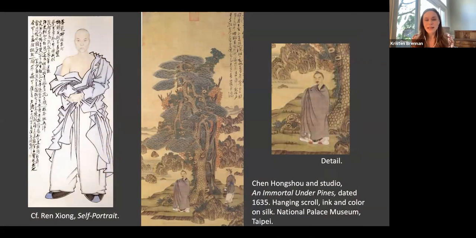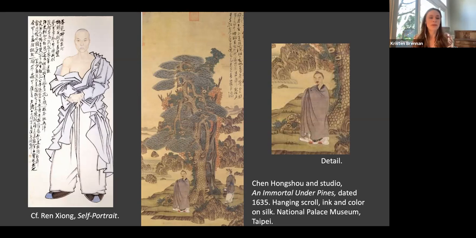Now, to think about that, here's a comparison that you might make in your class. Chen Hongshou is an artist from 200 years earlier. We're talking 17th century Ming Dynasty. Both of these artists are picturing themselves in this frontal facing, piercing gaze, confident stance. They're presenting themselves, looking out at the viewer. Now, the difference is, of course, that Ren Xiong has done away with the landscape completely.